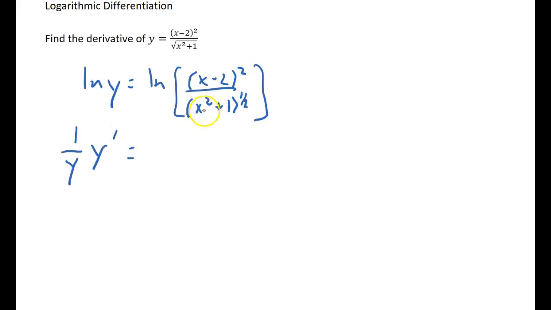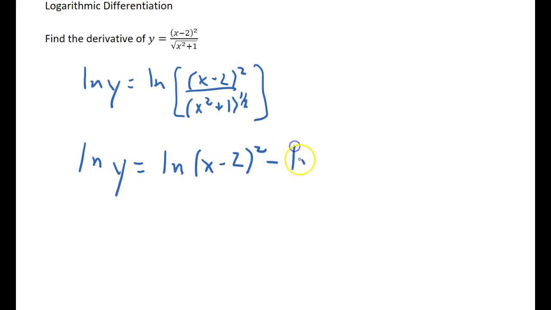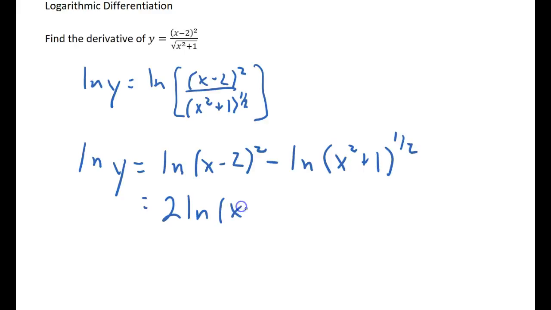Over here, well, you know what? I got ahead of myself, didn't I? Sorry about that. Let's do algebra first before we do calculus. So this is going to be the natural log of x minus 2 squared minus the natural log of x squared plus 1 to the 1/2. And that works out to twice the natural log of x minus 2 minus 1/2 times the natural log of x squared plus 1. Now we're ready to do some calculus.